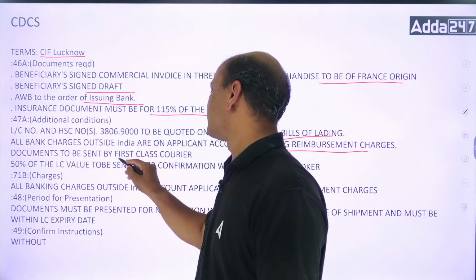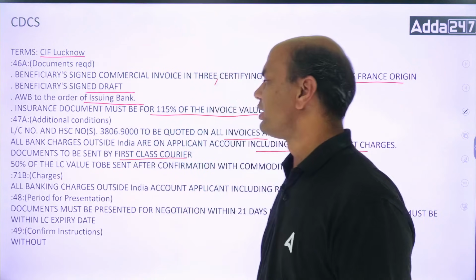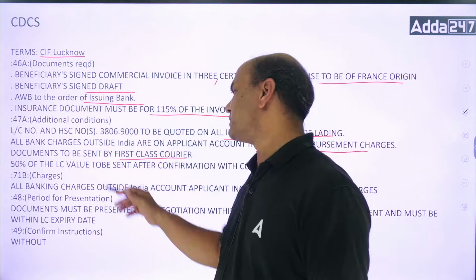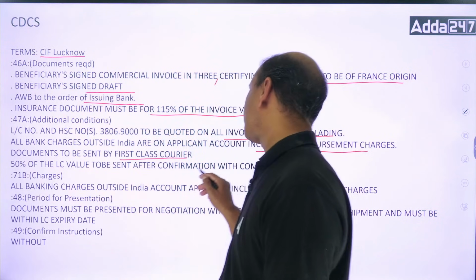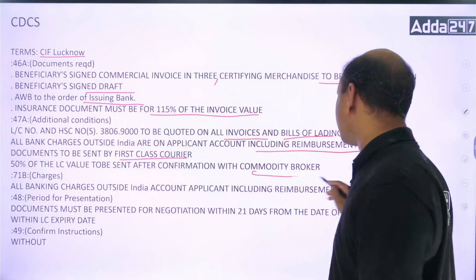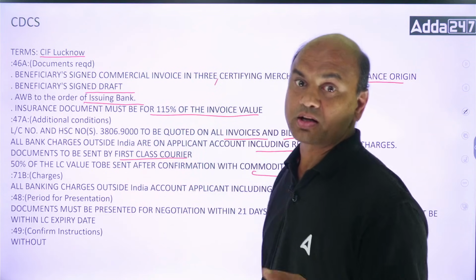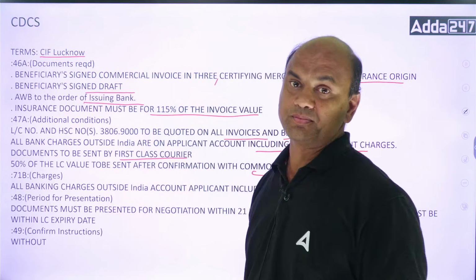Documents to be sent by first class courier. Again, a problematic case. 50% of the LC value to be sent after confirmation with the commodity broker.